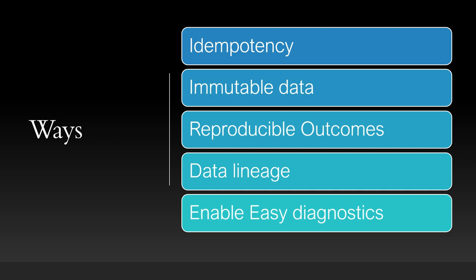Then reproducible outcomes. When I design a pipeline, I should know if an input of data is in this form, what should be the output. The output should be reproducible and understandable. I should be well aware of how the data is getting translated, and I have to take care that whenever I run my ETL pipeline, the result produced is the same. Right? Then another property is data lineage.